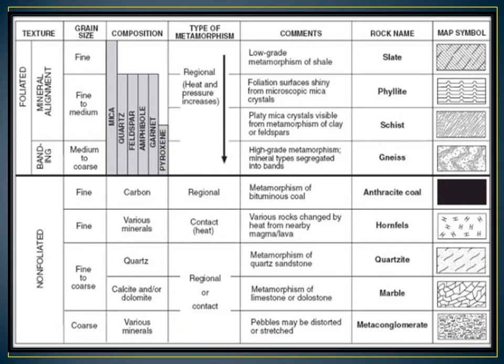This table here shows the different common metamorphic rocks, like slate, phyllite, schist, gneiss, anthracite, hornfels, quartzite, marble, and metaconglomerate. These are some examples of metamorphic rocks.